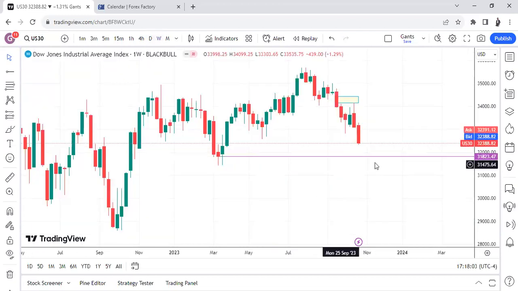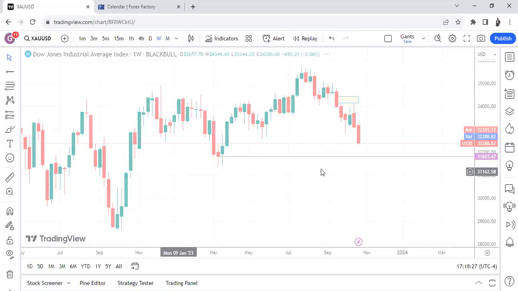Okay, these are my targets for the week. This is my target for the week. So I'm handling full targets. We have volume imbalance here. That's another strong liquidity after I said this area. Okay, so that's for US 30 or Dow 30.